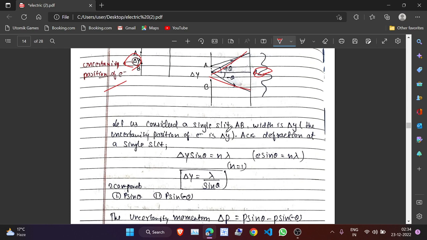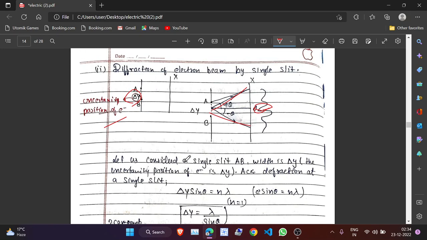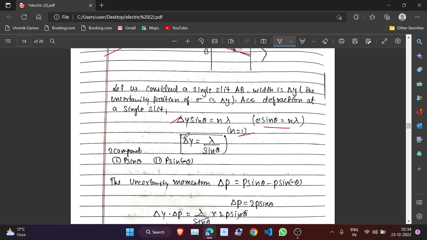Let us consider a single slit AB. According to the diffraction rule of a single slit, e sin theta is equal to n lambda. It is the formula. Similarly, in place of e, we can write delta y sin theta is equal to n lambda, for n equal to 1, the first order. So delta y is equal to lambda upon sin theta.